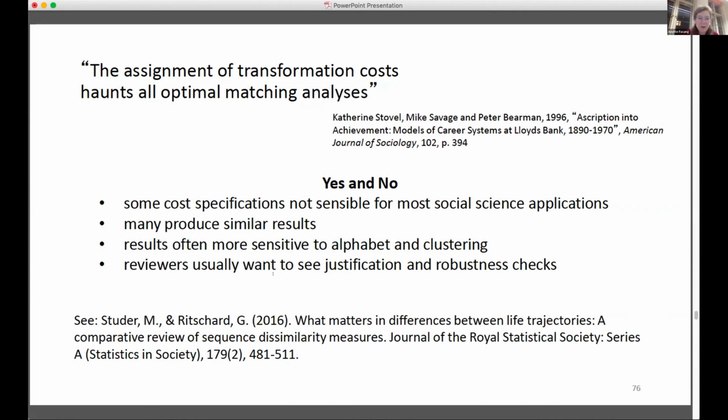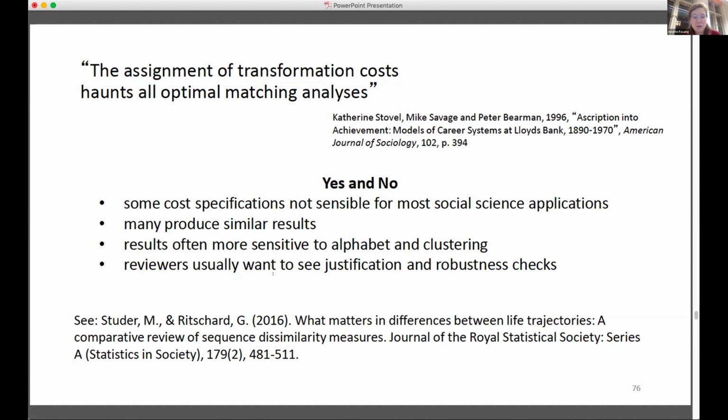And I would say now, in hindsight, cost specifications do matter, and you have a very wide variety that you can choose from, but many of them actually produce similar results, because if you have main patterns, core types in the data, you will usually find them pretty similarly with several different cost specifications. What we also know in the meanwhile is that the results are often more sensitive to how exactly you specify your alphabet and which clustering procedure you use.